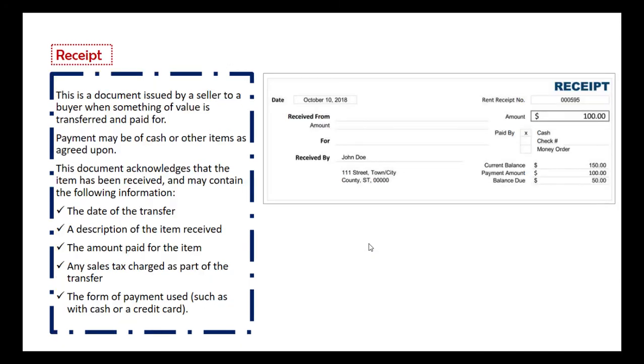Let's look at a receipt. Now, a receipt is a document issued by a seller to a buyer when something of value is transferred and paid for. So whenever you sell or buy something and you pay for it, you have to get what? A receipt. If it is on credit, you have to get what? An invoice. So the document acknowledges that the item has been received, and a receipt may contain the following information: the date of the transfer, the description of the item received, the amount paid for the item, any tax involved, and the form of payment used, whether cash, credit card, check, or a transfer. So let's look at the sample shown to the right here.